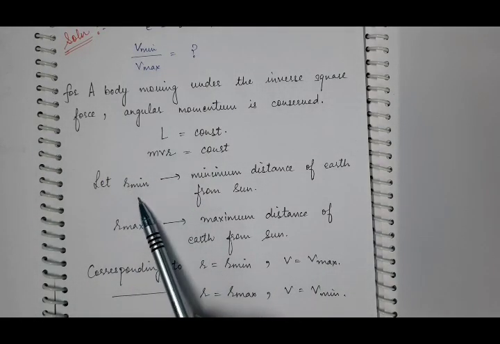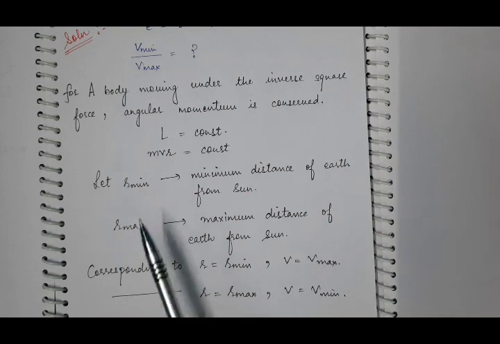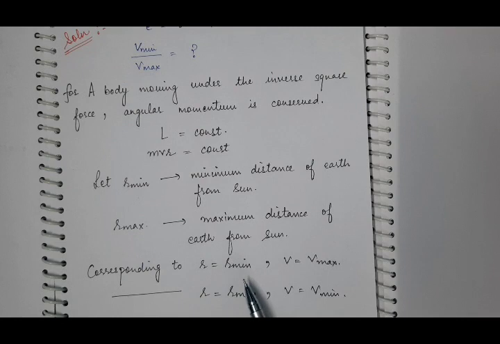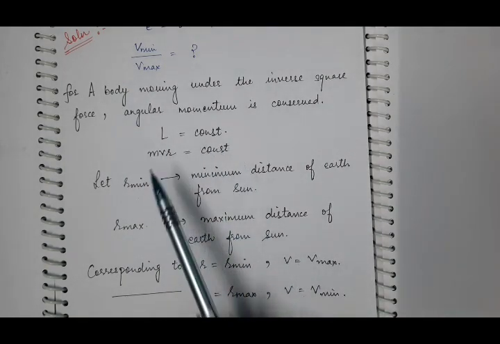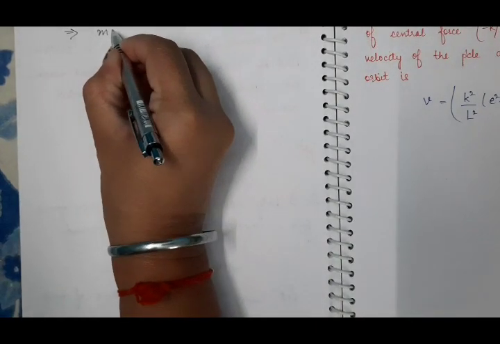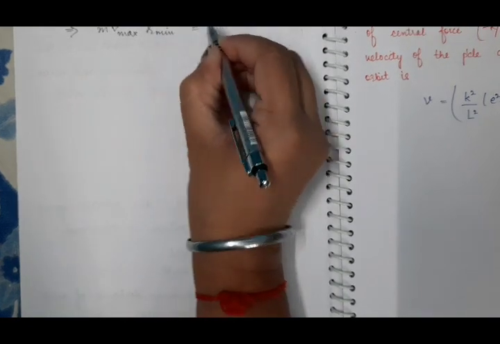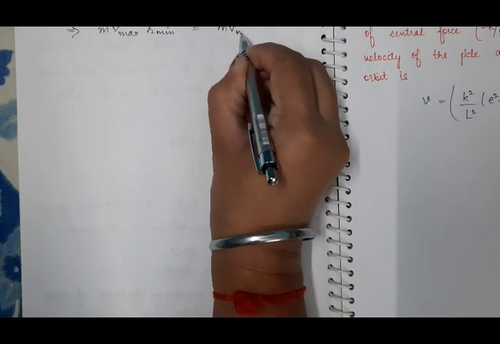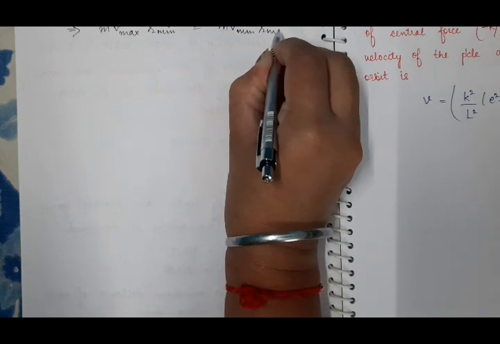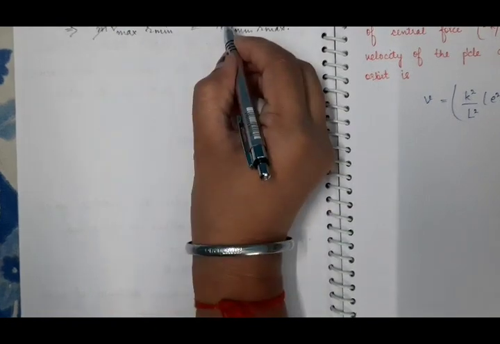Suppose r minimum is the minimum distance of Earth from the sun, r maximum is the maximum distance of Earth from the sun, and corresponding to r minimum, v will be maximum, and corresponding to r maximum, v will be minimum. So use these values in this equation. This implies m v maximum into r minimum will be equal to m into v minimum into r maximum. So mass and mass will cancel out.